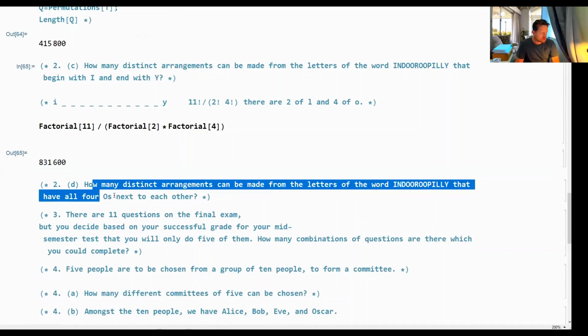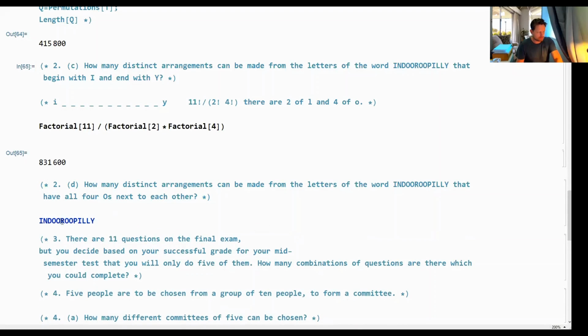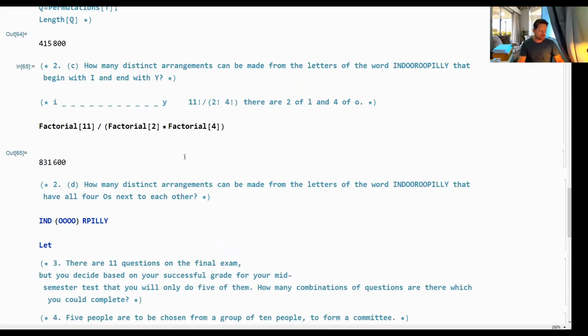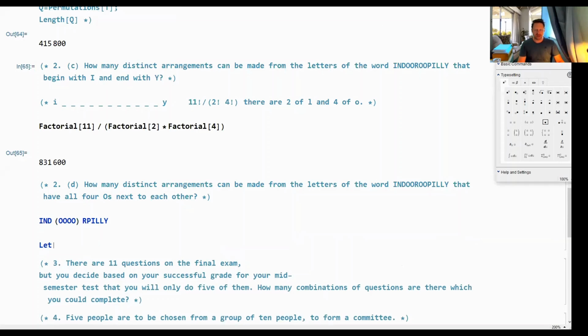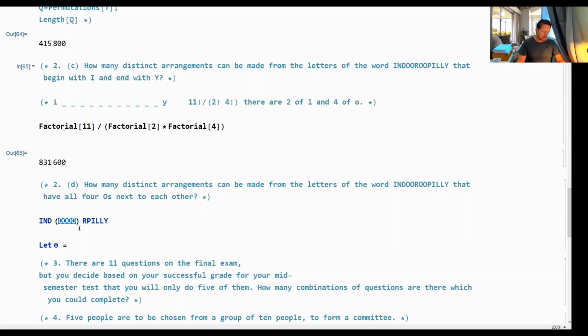Okay, so next and last question in 2. How many distinct arrangements can be made from the letters of the word interpilly that have all 4 O's next to each other? Okay, so to think about this, what you want to do is basically you're looking at this, right? Let's take that R and we'll shift it over. You're basically looking at the arrangements of this word where you've got to think of this collection of the 4 O's as a single letter, right? Okay, so let's pick something that looks a little like an O. How about an uppercase theta? So I'll choose an uppercase theta. Let uppercase theta be equal to the collection or the string of the 4 O's.